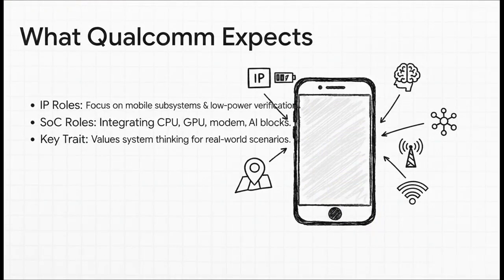Now compare that to a company like Qualcomm. Their entire world is mobile SoCs for your phone. So because everything is about battery life, low-power verification is a huge deal, even at the IP level. Then at the SoC level, it's this crazy puzzle of integrating a CPU, GPU, AI blocks, a modem, and making sure that whole system works perfectly in the real world inside your phone.